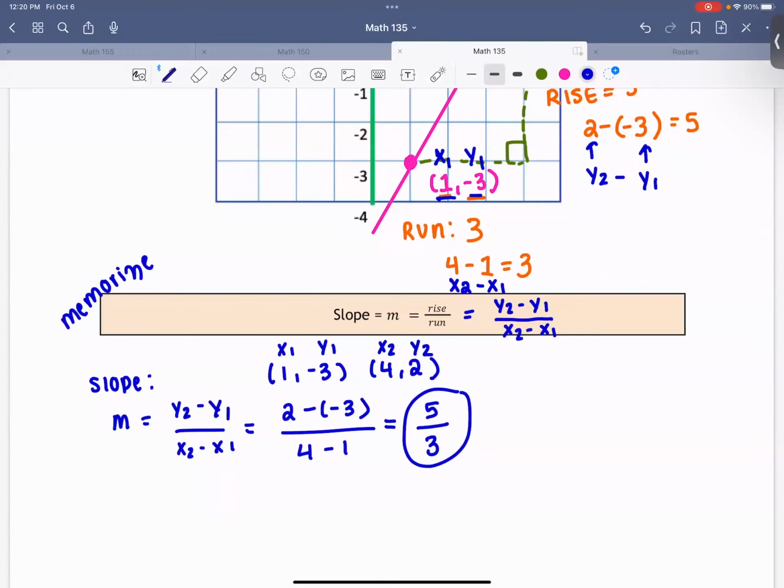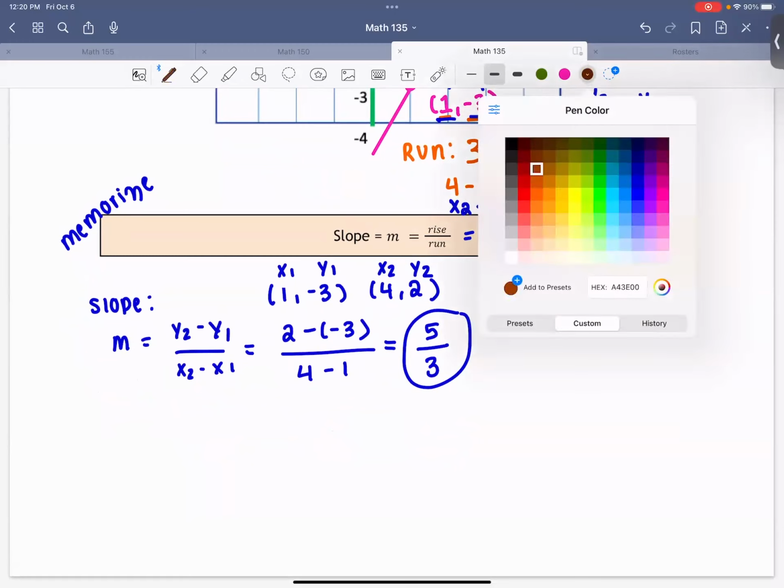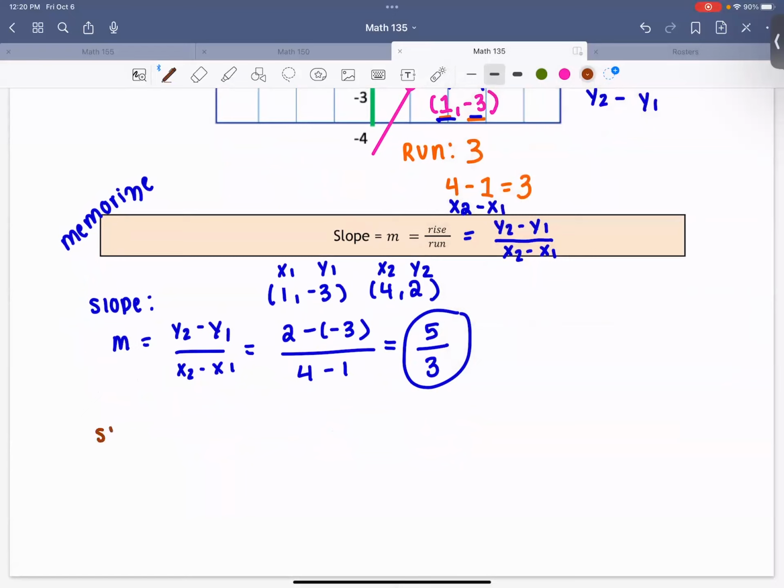Now, I had a good question. Does it really matter which one is x1, y1 and which one is x2, y2? Why don't we just calculate it the other way and figure it out? So let's do the slope again. This time, subtraction isn't commutative, sorry, not cumulative. It's going to play out a little bit weird, and you'll see what happens. Let's make x2, y2 be the first point, and x1, y1 be the second point.